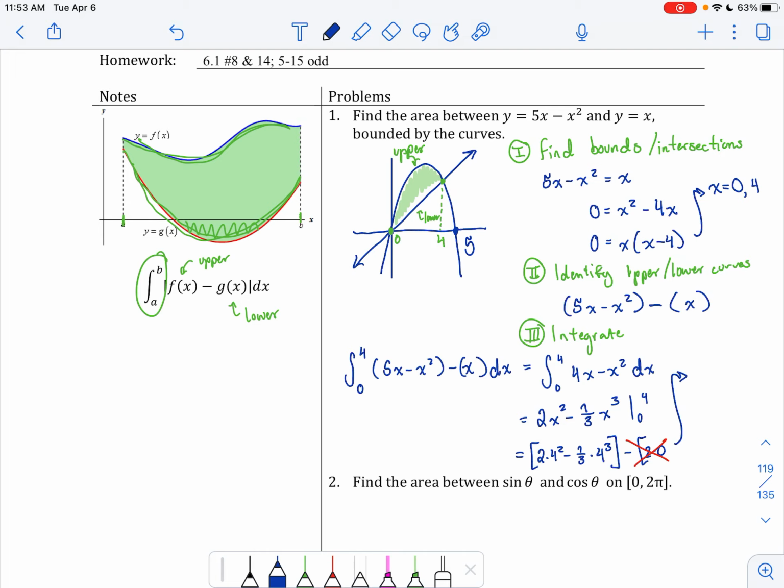So then I have 2 times 4 squared, which is 32, minus 1/3 times 4 to the third, which is 64 over 3. So my final answer is 32 over 3. You could also have written it as a mixed number or a decimal, but I don't see the point of adding that extra step. So again, find the bounds or the intersections if they're not given, identify upper and lower so you can set up the difference, and then integrate your steps there.